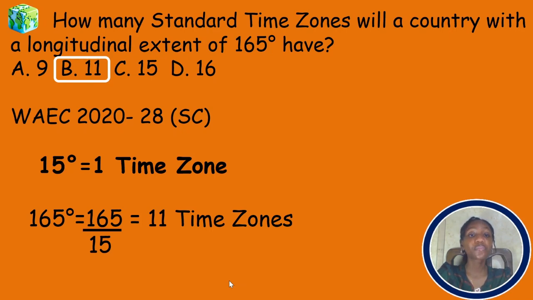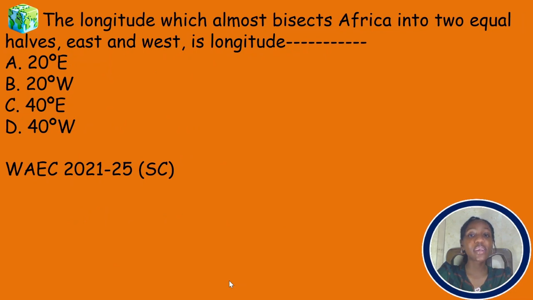The longitude which almost bisects Africa into equal halves, east and west, is longitude... Now this question is not one that can be solved by calculation, so let's try to deduce the answer. They expect you to know the latitudes and longitudes that Africa is located between. After all, this is WAEC, West African Examination Council. According to the required textbook, that is Essential Geography for Senior Secondary School, Africa is located between latitudes 37 degrees north to 35 degrees south and longitudes 17 degrees west to 51 degrees east.